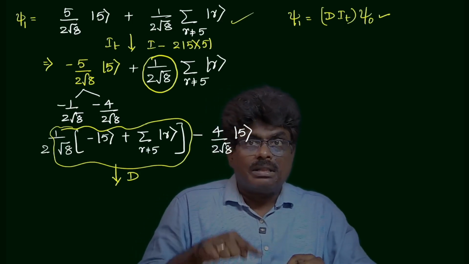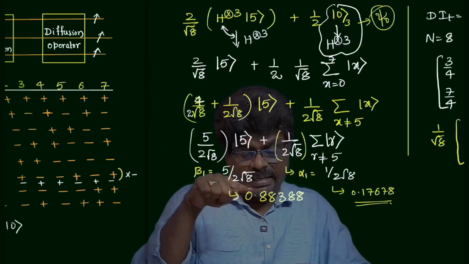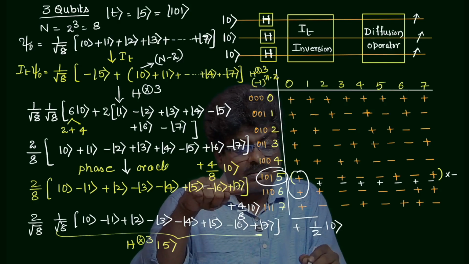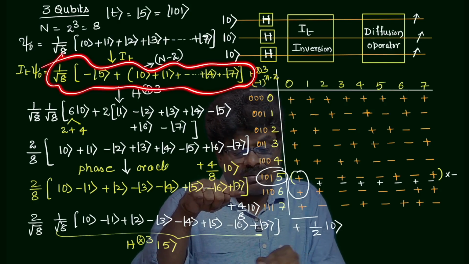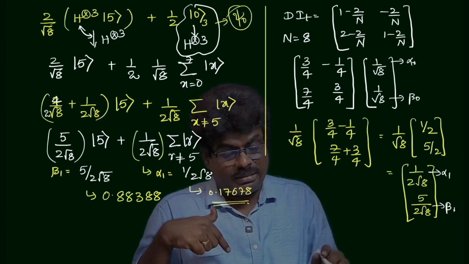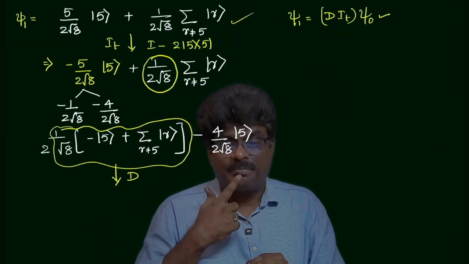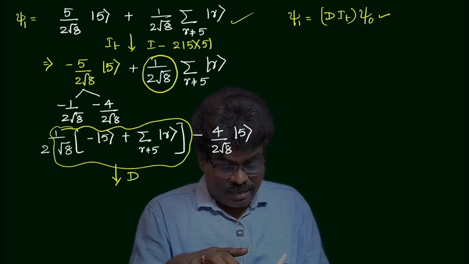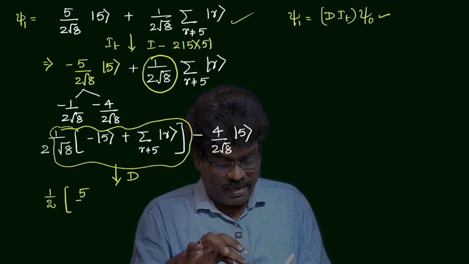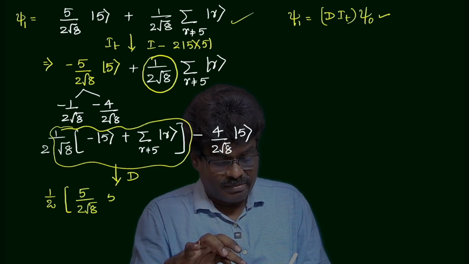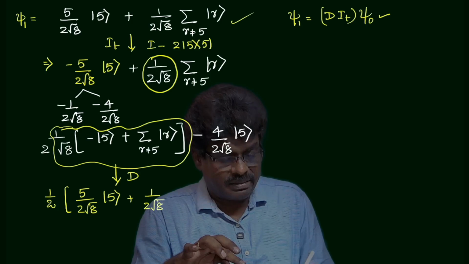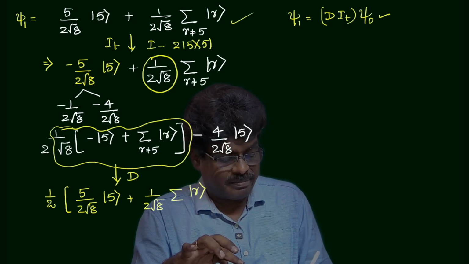So this is the state after inversion. Earlier, carefully observe, try to understand. Okay, so this one. After the diffusion operator, what is the final answer we got? This is the final answer. So here I am writing this 1 by 2 as it is. After this, 5 by 2 root 8, state 5, plus 1 by 2 root 8 and the remaining states.